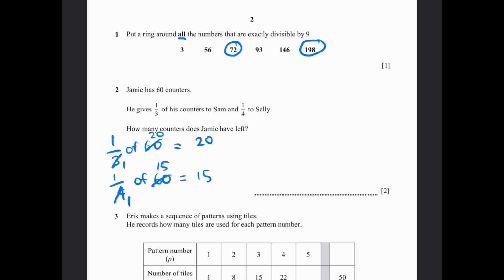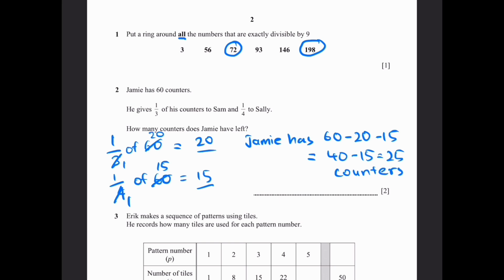So he gives this amount to 2 of his friends. And so Jeremy has 60 minus 20 minus 15, which is equal to 40 minus 15, 25 counters. Don't forget to write your answer in the blank space.